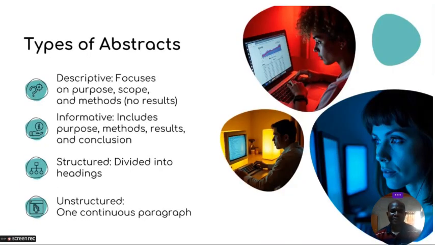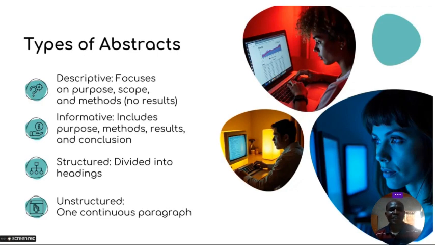Now, there are types of abstracts. We have four basic types: the descriptive, the informative, the structured, and of course the unstructured abstracts. The descriptive abstract focuses on the purpose, or call it the objective or the background of your study, and then it looks at the scope and the method you used for your research.